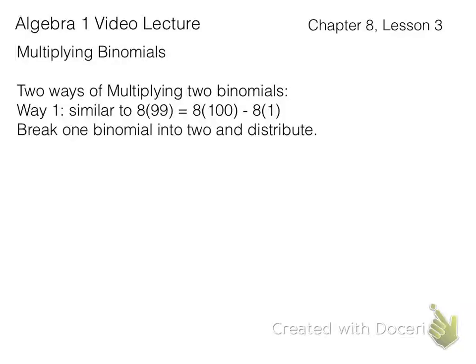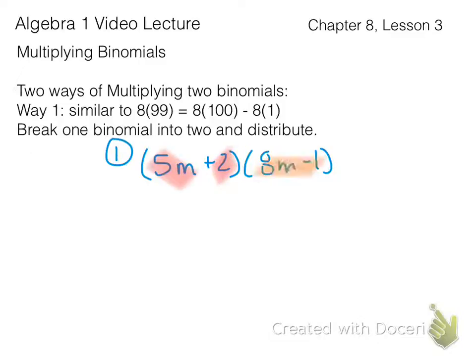So for some of you who've heard that analogy, that's what I'm referring to here. What we're going to do is break one binomial into two and distribute, just like we did with the little blue Angry Birds when we were doing distributive property in pre-algebra, because again, the distributive property never goes away. All right, so here we go. Here's our problem. We have 5m plus 2 times 8m minus 1. So I'm going to break up the first one, the 5m and the 2, into two, and I'm then going to multiply each of those that I broke up times 8m minus 1.